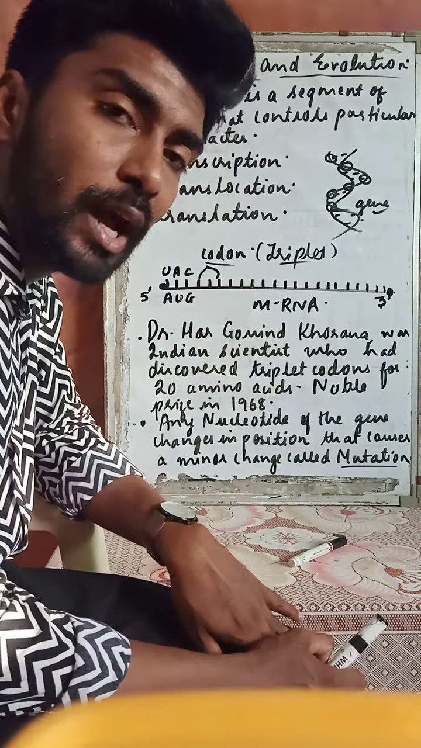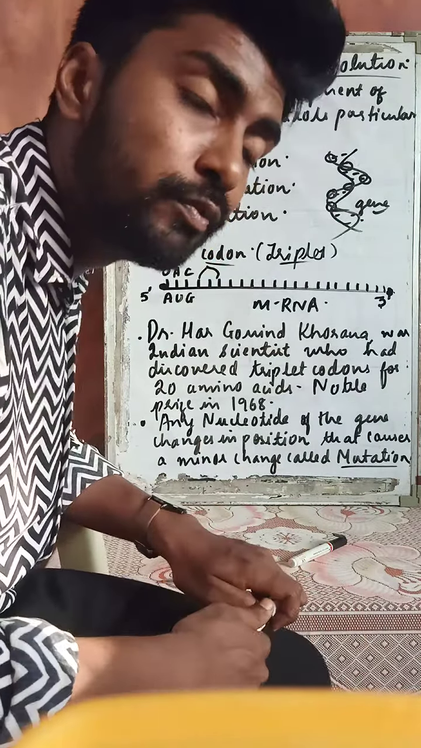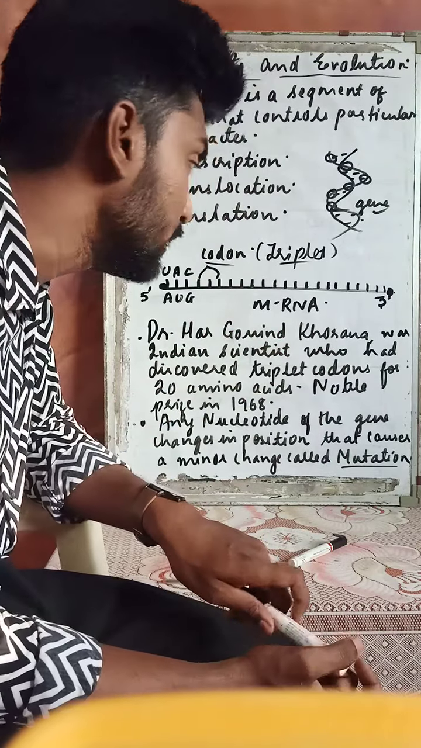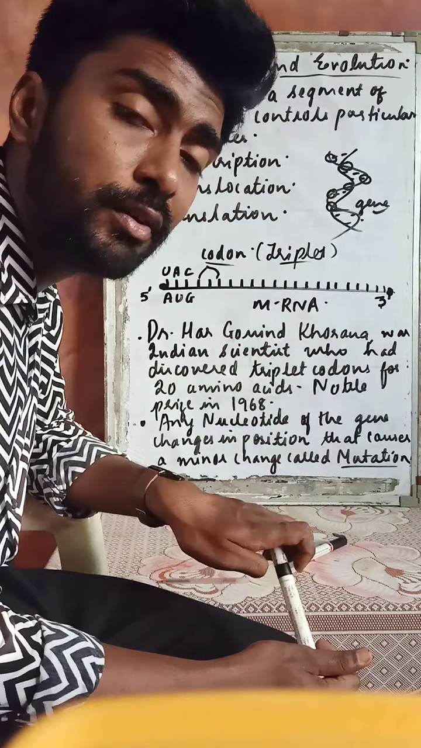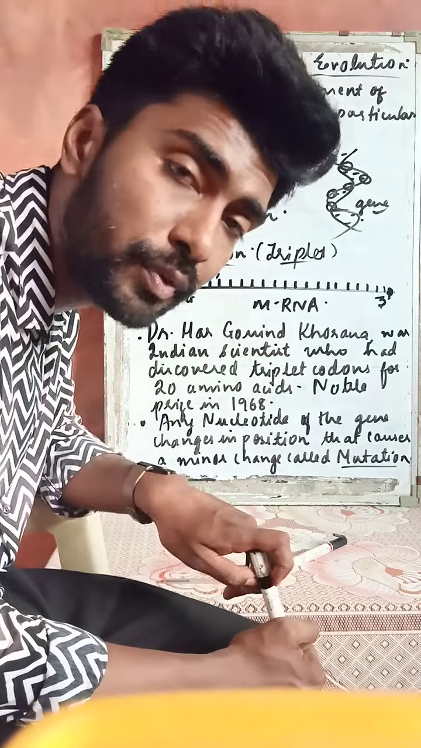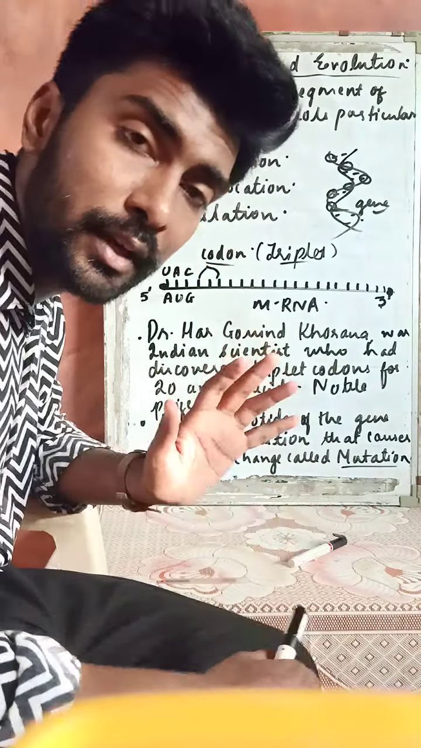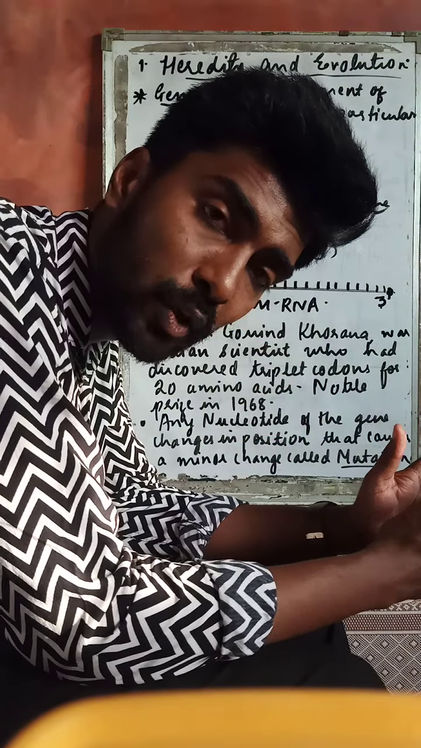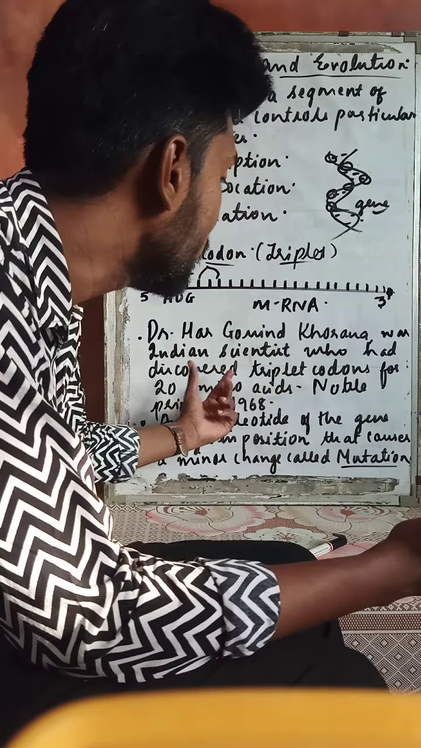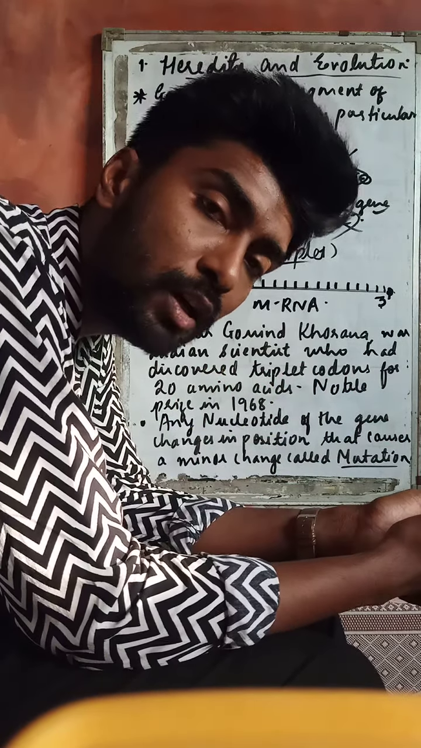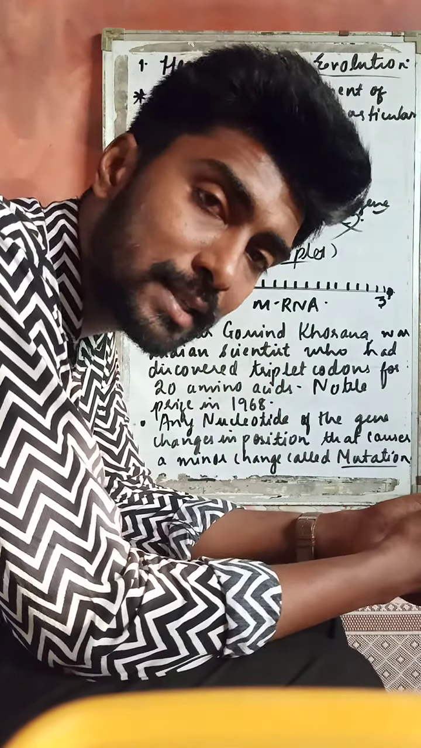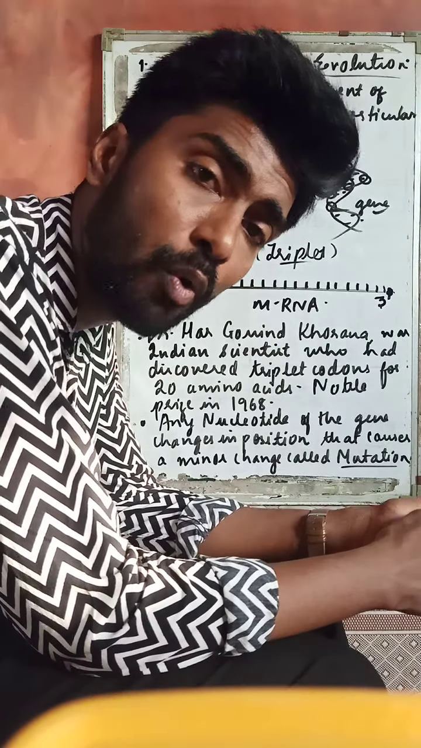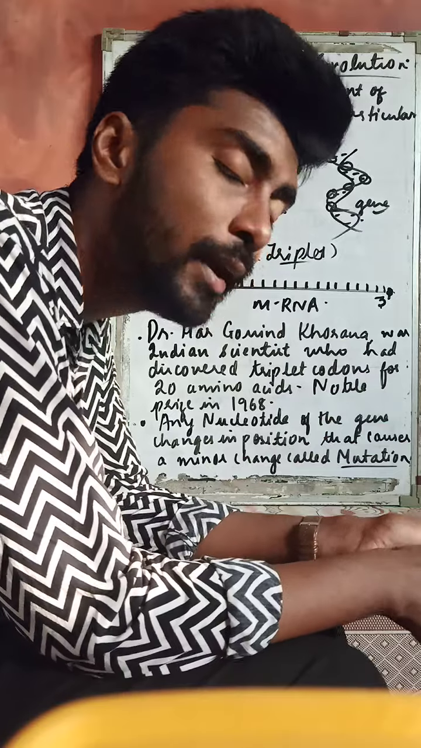Translation. Before starting with translation, we should know that Dr. Hargobind Khurana was the first Indian scientist who discovered triplet codons for 20 different amino acids. In nature, 20 different amino acids are there, and they are coded by the codons. They were discovered by Dr. Hargobind Khurana, an Indian scientist who was awarded the Nobel Prize in 1968.